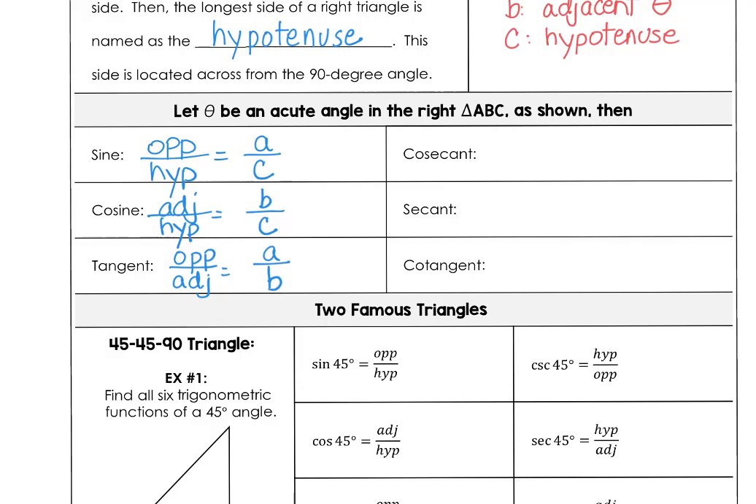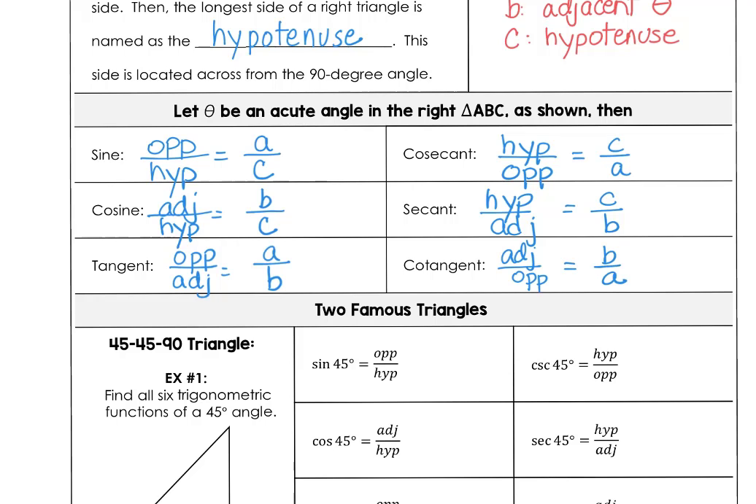Now, the reciprocal functions. Cosecant is the reciprocal of sine, so we take the reciprocal, hypotenuse over opposite, which is C divided by A. And secant is hypotenuse divided by adjacent, which is C divided by B. And cotangent would be adjacent divided by opposite, and that's found by dividing side B by side A.